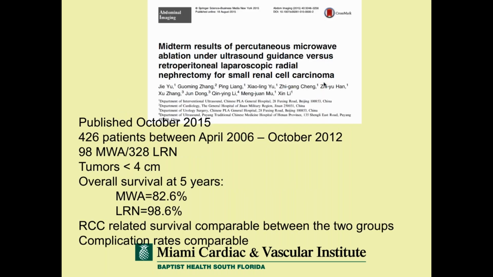In this particular study, looking at midterm results, they compared laparoscopic versus percutaneous ultrasound treatments over a 6-year period. This is an interesting study as they looked at a large number of patients. Most of them were laparoscopic, and you can see here that with tumors less than 4 centimeters, survival at 5 years was 82% with microwave compared to 86%. But the survival between both, in terms of cancer survival, was very similar with both groups, and the complications were very comparable.